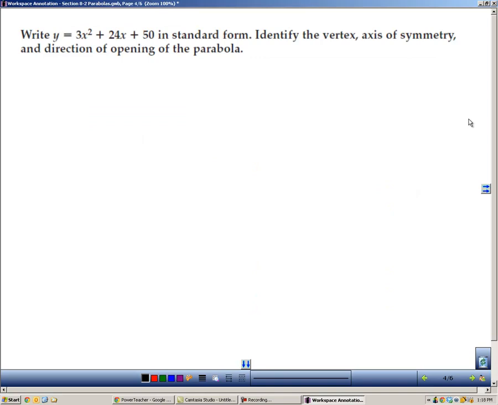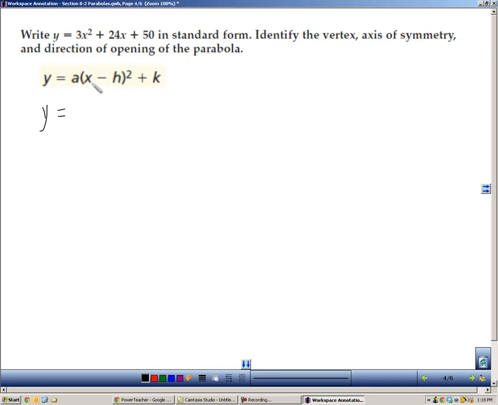In this example, we have a quadratic equation, and we want to write it in standard form. And then we want to use that standard form to find the vertex, the axis of symmetry, and the direction the parabola opens. Since this is a y equals, here's what the standard form looks like. So if I can get my equation to look like this form, I can easily find the h, the k, and the a, which are the actual 3 things that I'm looking for in the problem.